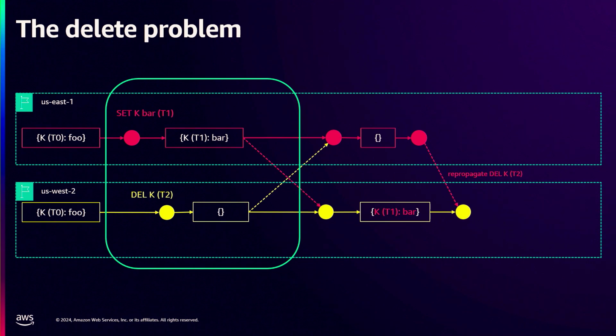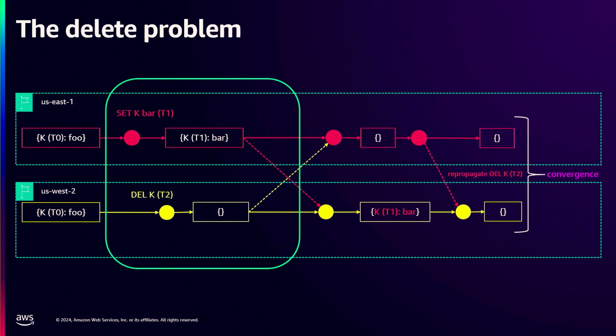So I get the delete command, the one that I originally sent, delete k at timestamp 2, but now my database is no longer empty, and I can reprocess that command. We call it delete repropagation, and with this technique we're able to eventually converge, and both regions now have the same data.